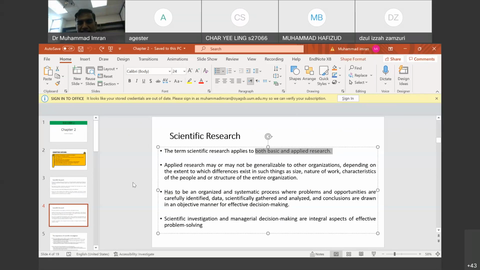This one has to be an organized, systematic process, where problems and opportunities are carefully identified, data are scientifically gathered and analyzed, and conclusions are drawn in an objective manner. See here, we have one more explanation about scientific research. Research has to be an organized and systematic process, where we can find problems as well as opportunities. We also identify the data related to the problem and opportunity, and then we analyze the gathered data to draw the result. Okay, objectively, not personally, not subjectively.